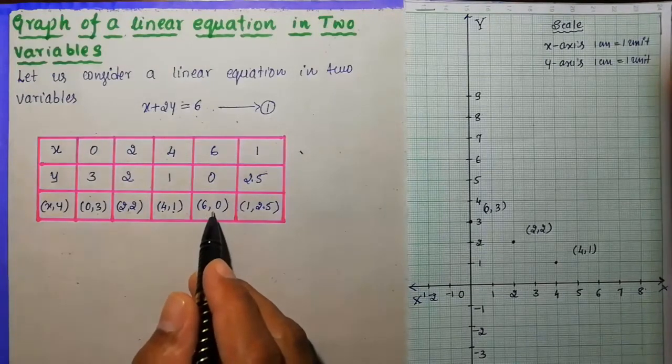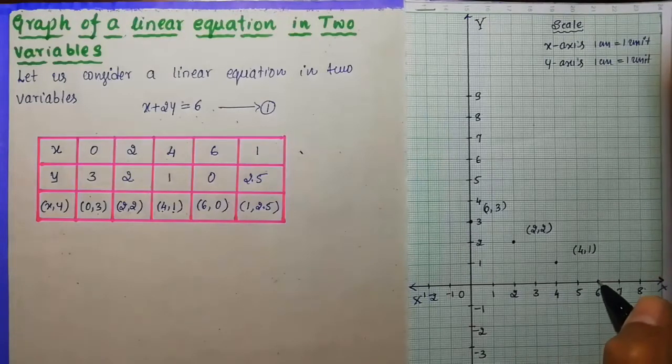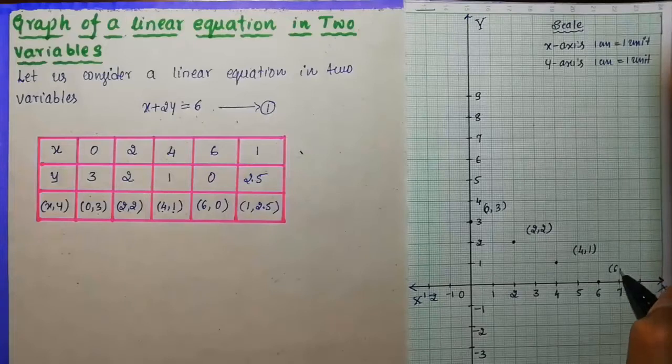That's why 6 comma 0. Now look here, it lies on the x-axis, exactly at 6. So this is actually the point 6 comma 0.